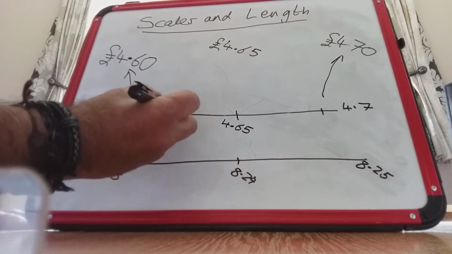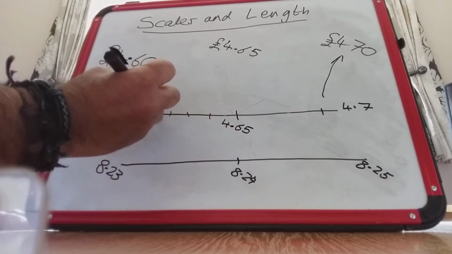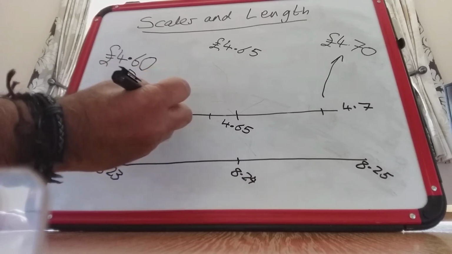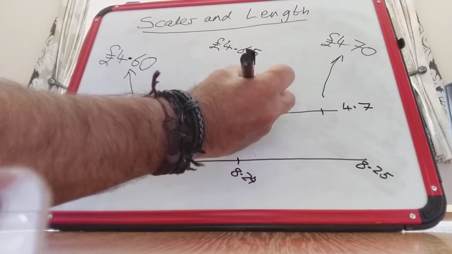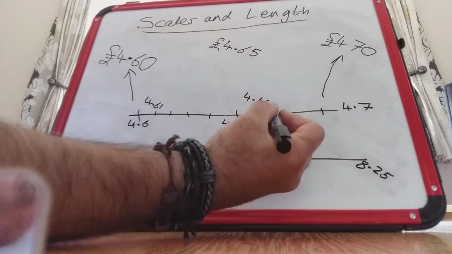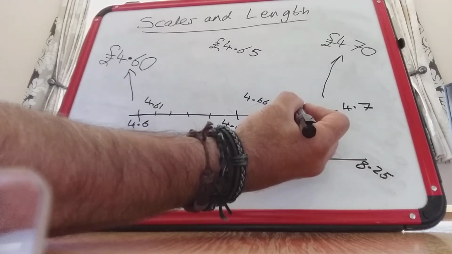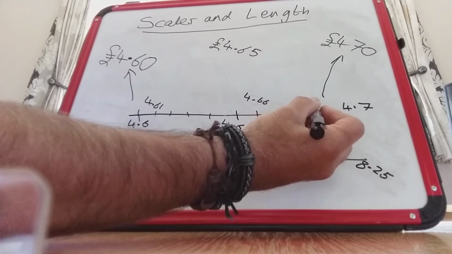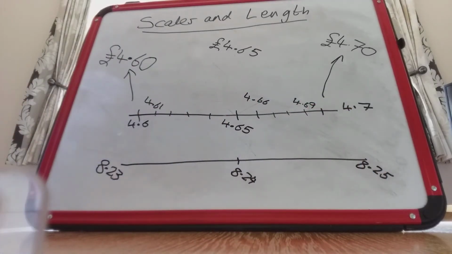So that means that these numbers down here would be 4.61, 62, 63, 64, 65, and then this would be 4.66, and 4.67, 4.68, 4.69, and then 4.7.